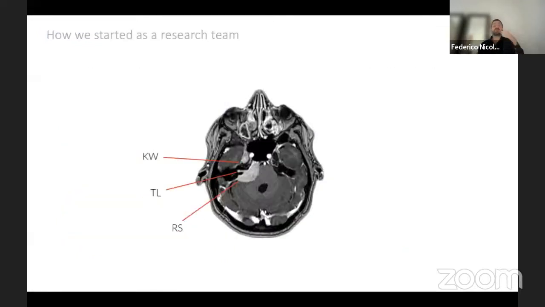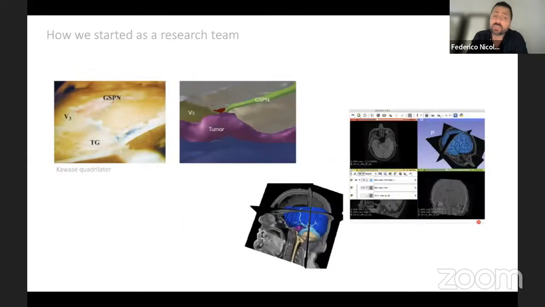So how we started as a research team, how I started moving my first steps in the training, and before the training, in the technology to boost the training. Of course, I will start talking about cranial, but I will finish my presentation with the spine education. We started on skull base. I'm a skull base surgeon, so we started doing the so-called quantification of the tumors. So, for example, quantification of an approach.